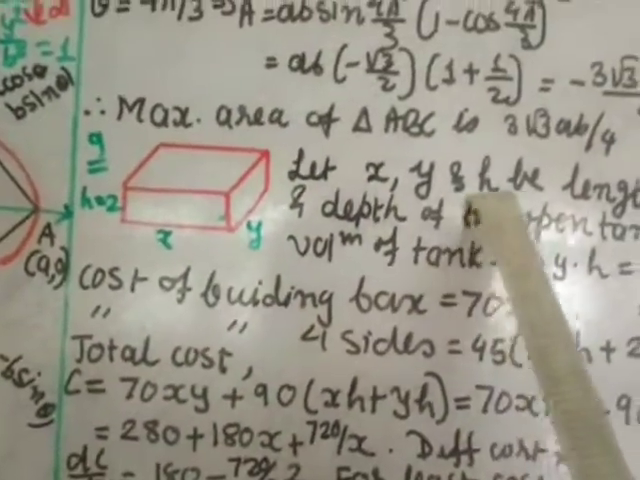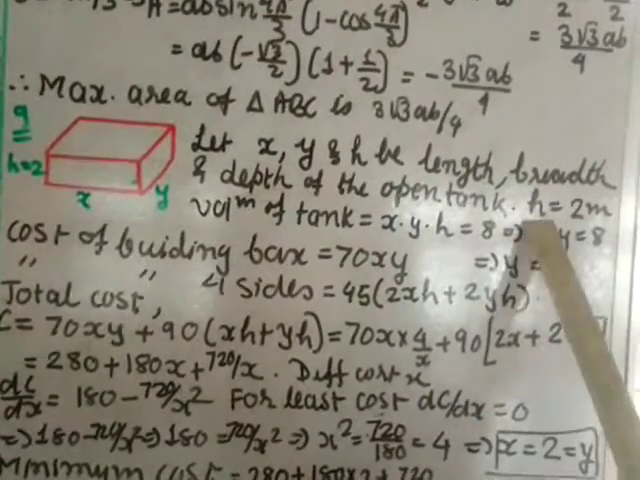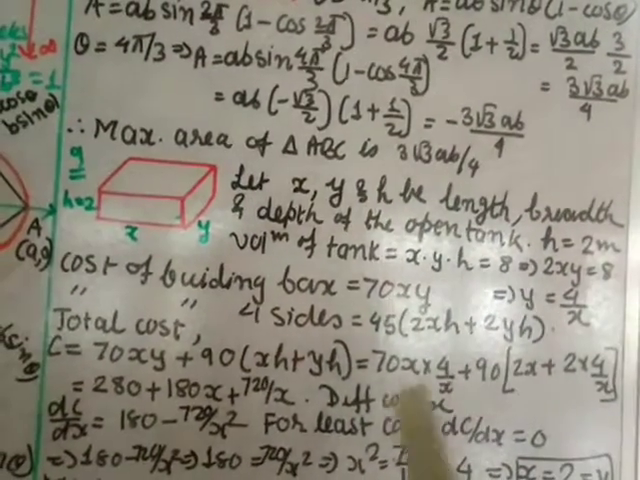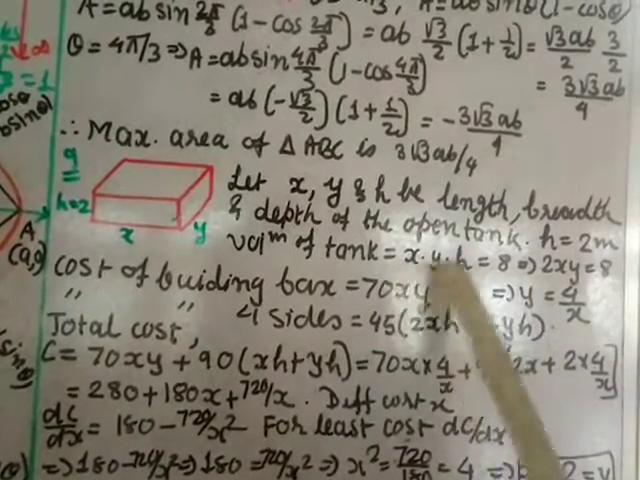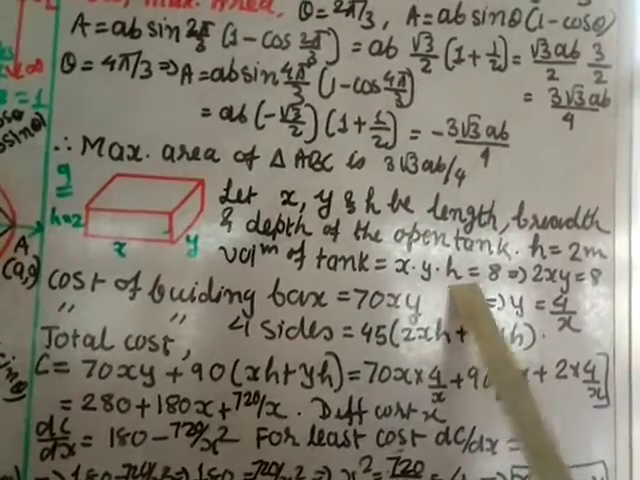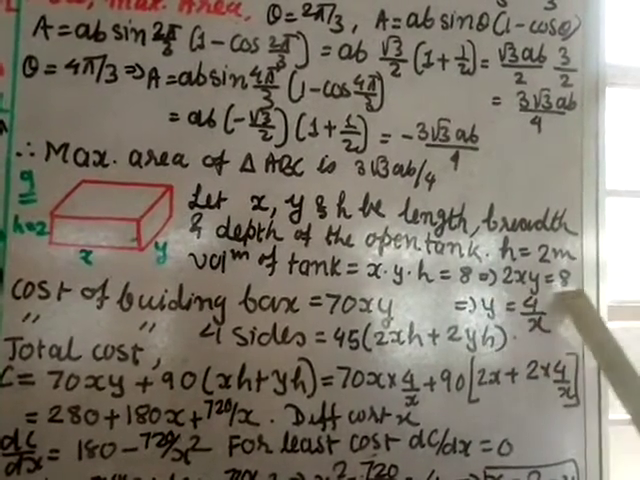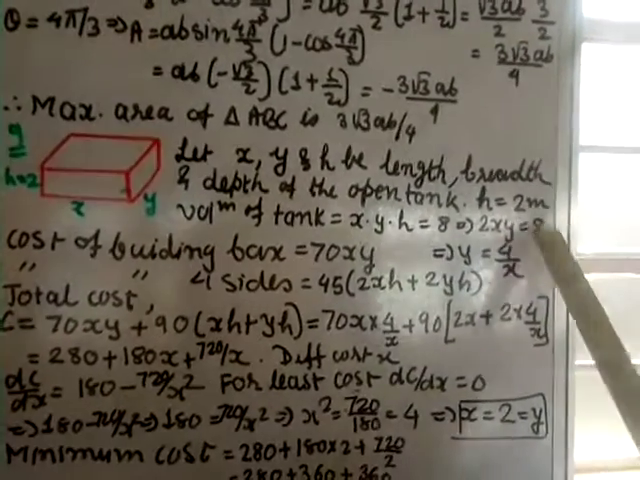Let x, y and h be the length, breadth and depth of the open tank. h is equal to 2 meter, given. Now they have also given the volume of the tank. So volume is length into breadth into height, that is x into y into h, and it is given as 8. Putting h as 2, 2xy is equal to 8. Transferring the 2 and x, y is equal to 4 by x.